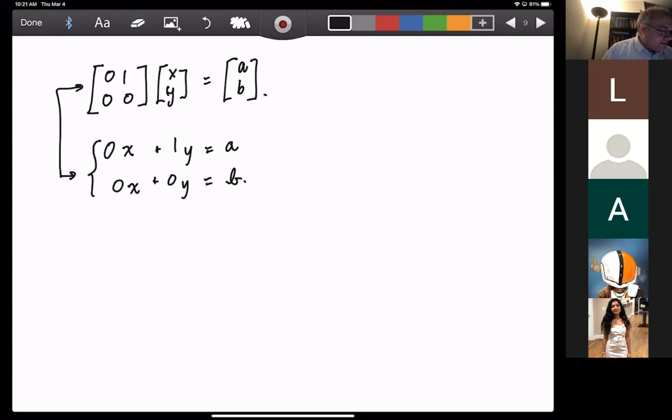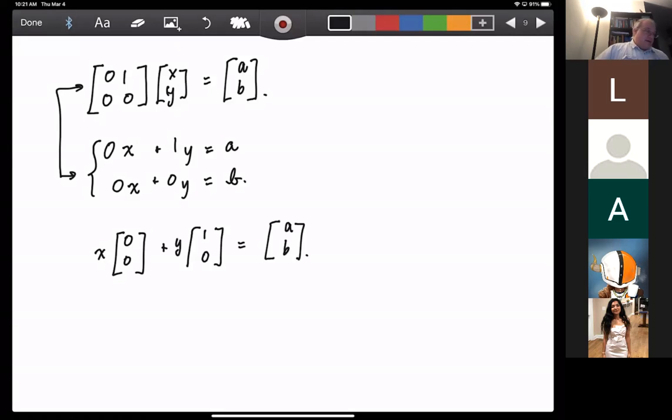And notice that there's yet another way of rewriting the system. x and y now we think of as scalar multipliers of the columns of the coefficient matrix. We're trying to take a linear combination of the columns of the coefficient matrix to get the vector on the right-hand side. Well, I may or may not be able to solve this.